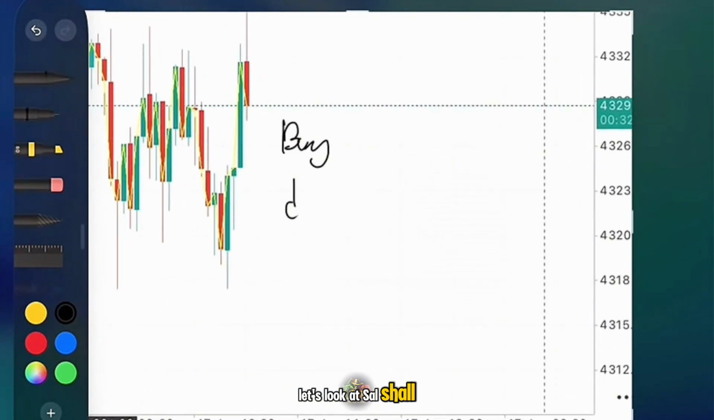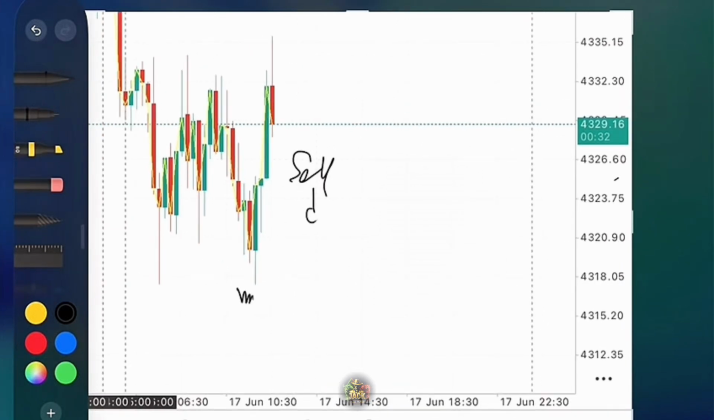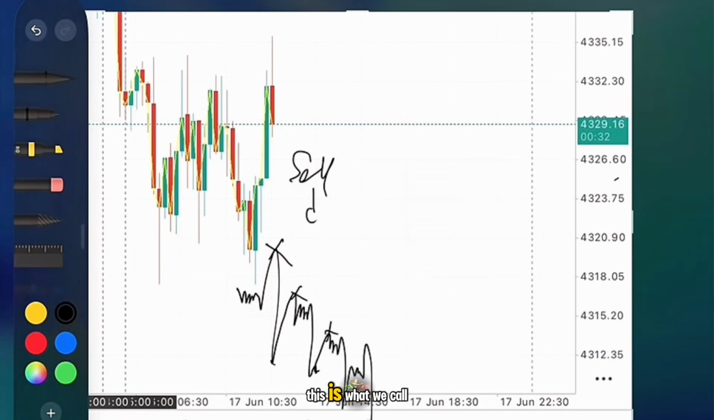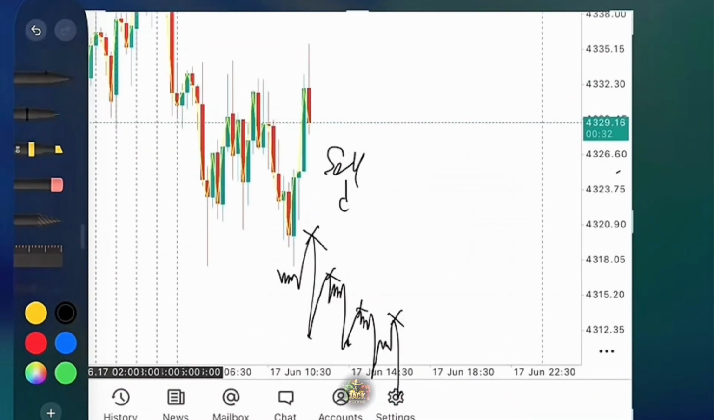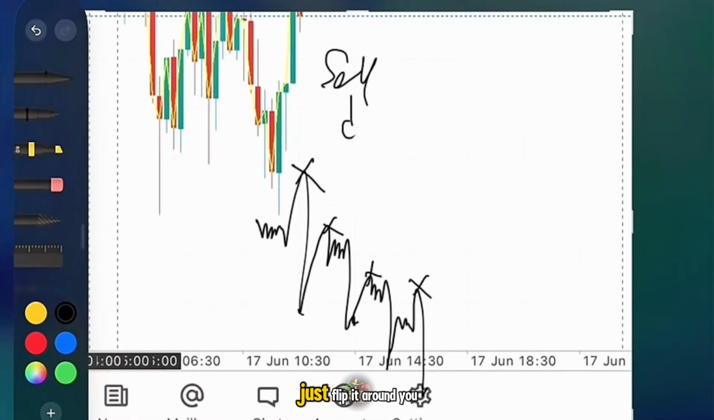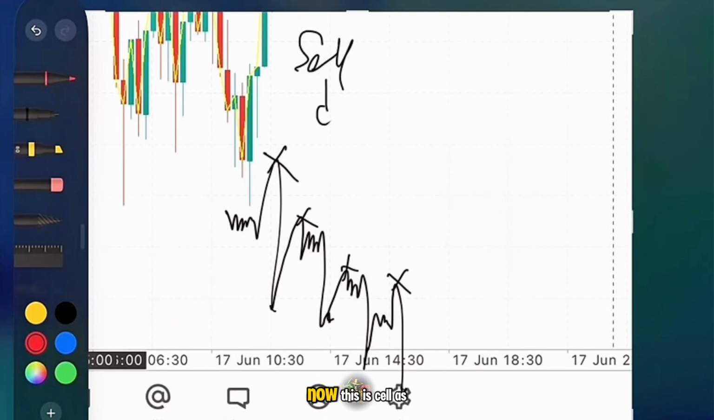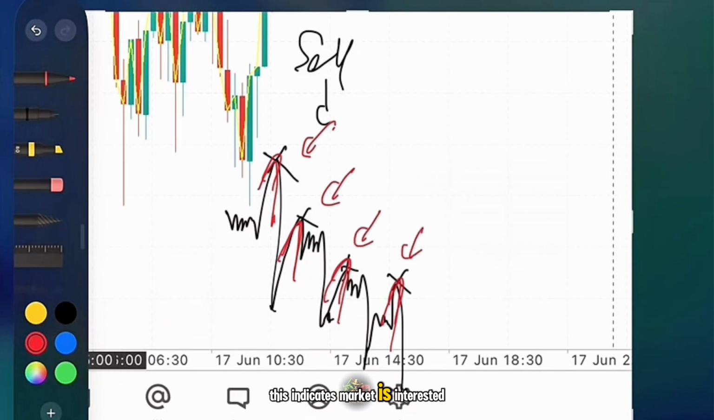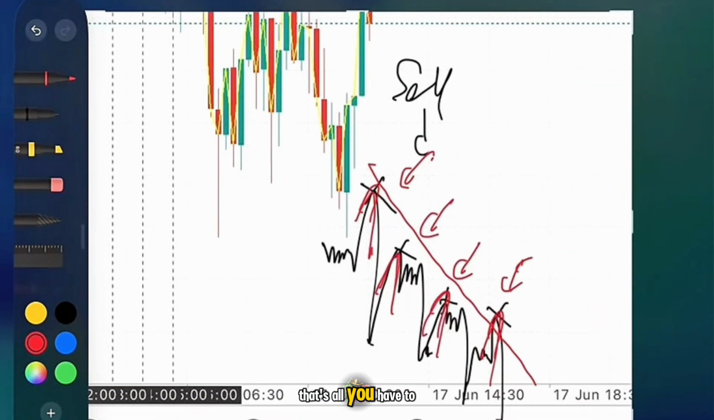Alright? Now, let's look at sell, shall we? How does sell look? This is sell. Alright. This is what we call as sell volume. It's the same thing, just vice versa. Just flip it around, you got sell. Alright. Now this is sell. As you can see, each and every move, every spike it makes here is a sell. This indicates market is interested in order to go down. See? That's all you have to know.